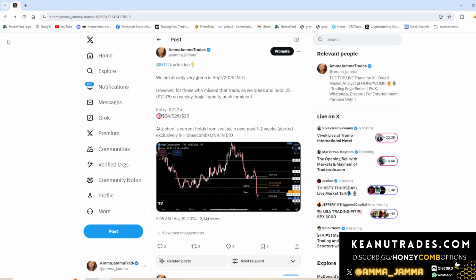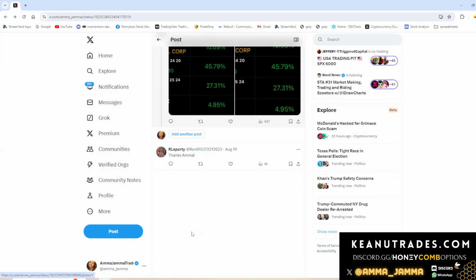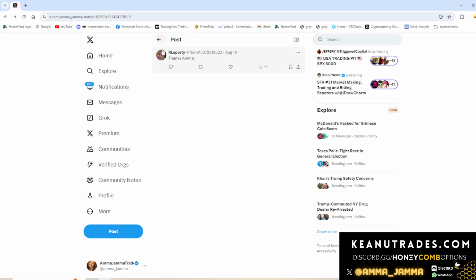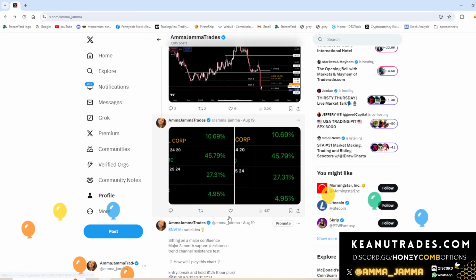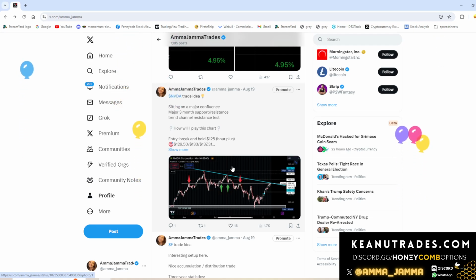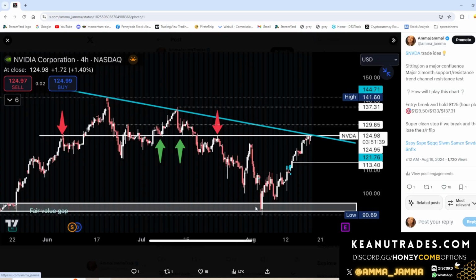All right, so let's look at another one. So that's 5. NVIDIA. This is a short-term trade idea. Clear as day. I think that day we hit the targets. So I had an entry, break and hold at 125. Look at this. Resistance. Support. Support. Resistance. And this line here. I mean, talk about perfect entry.